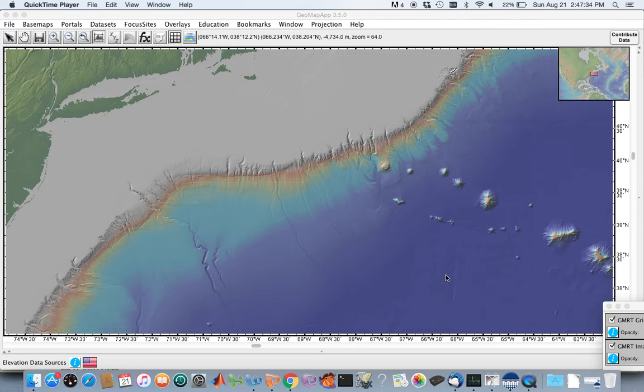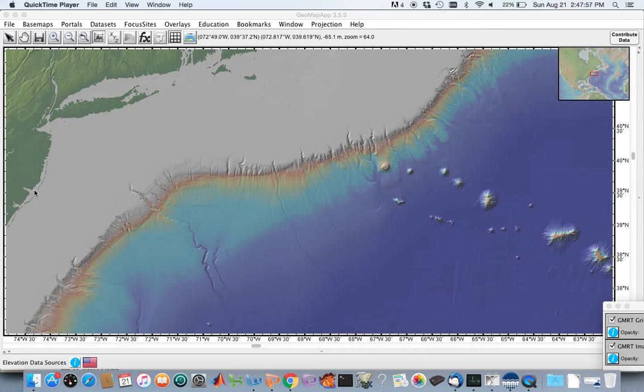This time we're going to be looking at continental margins, in particular passive continental margins. Passive continental margins are those submerged edges of continents that are not along an active plate boundary. A good example of a passive continental margin is that of eastern North America.